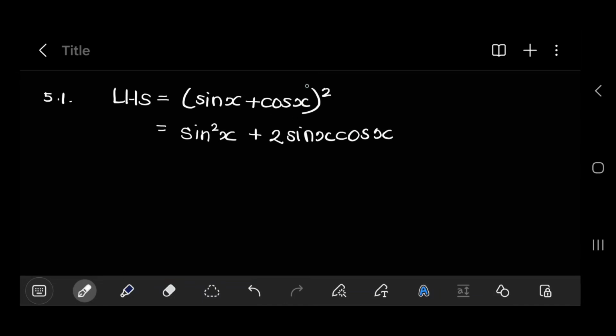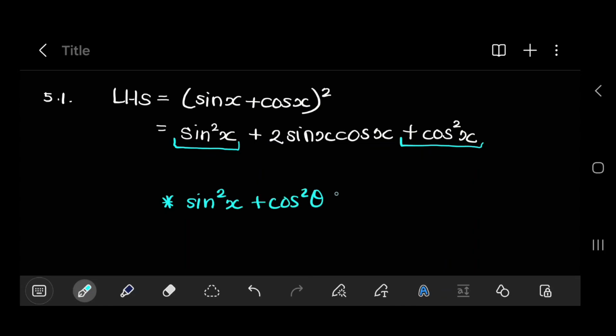To get the third term, we square the second term. That is positive cos squared x. Now based on what you have here, notice that you have this term sine squared x plus cos squared x, and you have an identity. Sine squared x plus cos squared x is equal to 1. So those two terms can be replaced with 1.